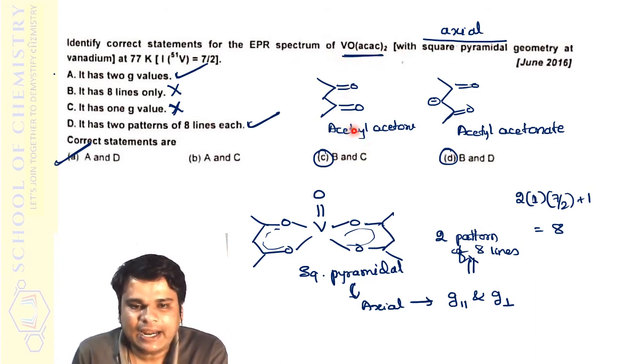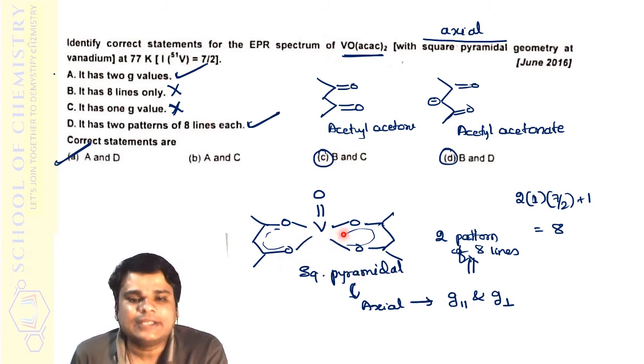This is the acetylacetone ligand, but during the complexation, one proton gets deprotonated and it will function as a negatively charged ligand. And the vanadyl ion VO2 plus, with two such ligands, it will form a neutral complex of this particular structure. And the geometry, as you can see, it will be square pyramidal geometry. If it is square pyramidal geometry, it should give rise to an axial spectrum.